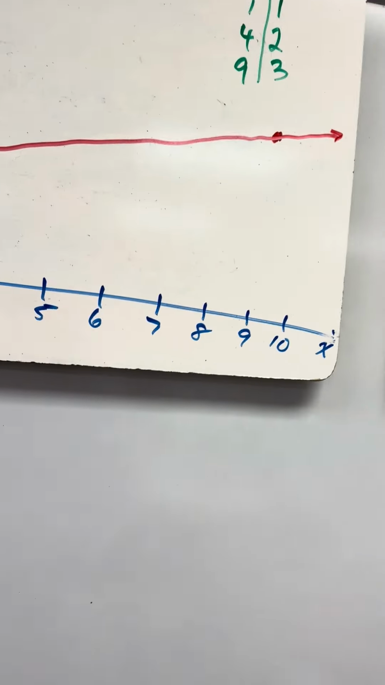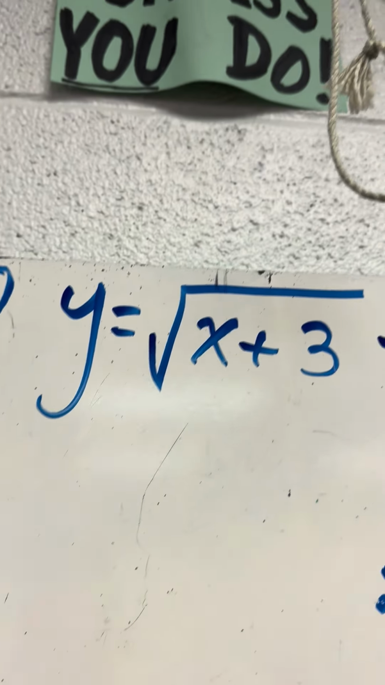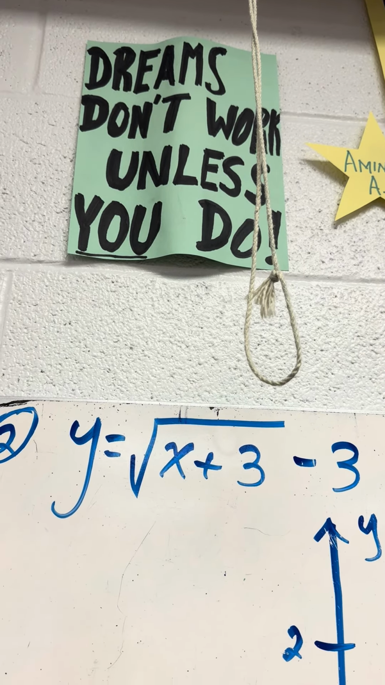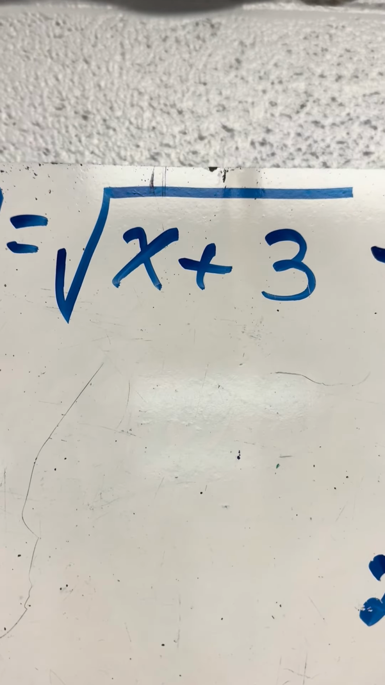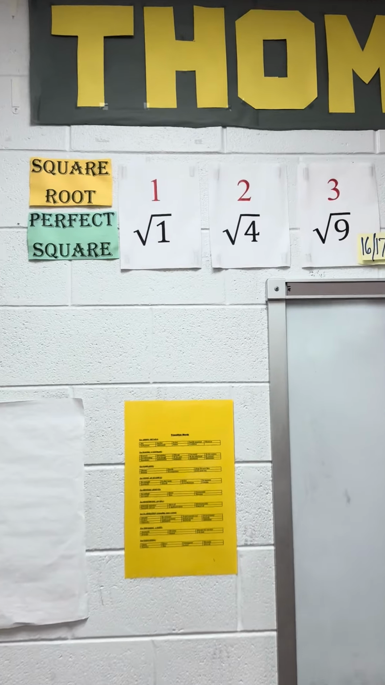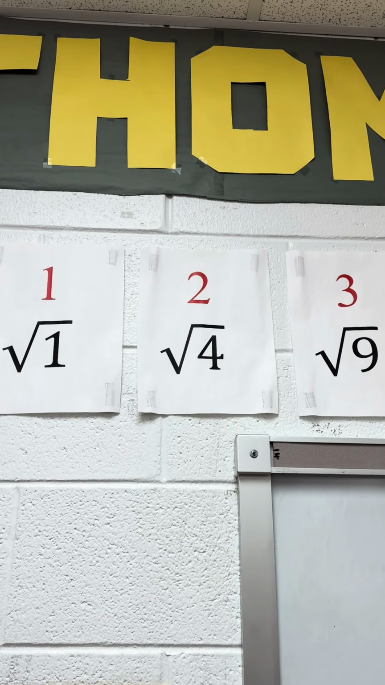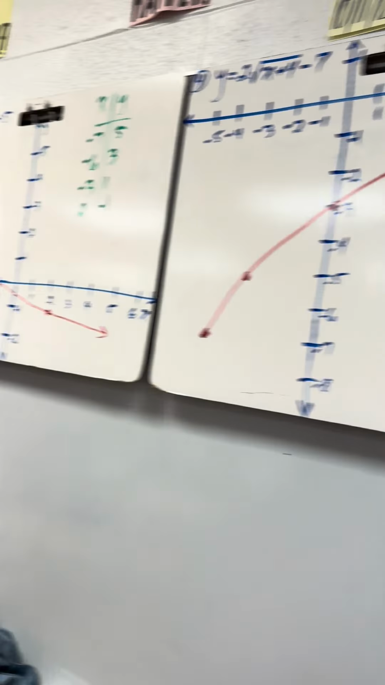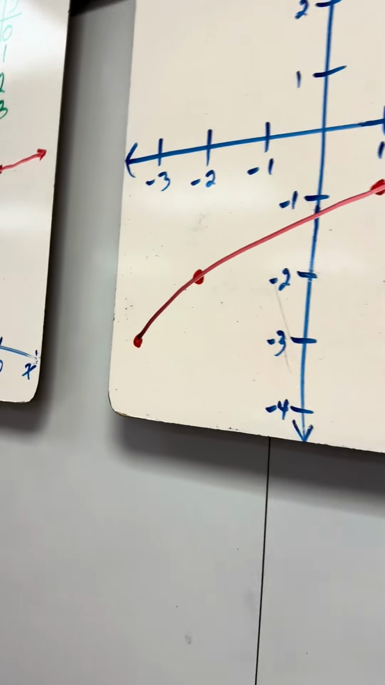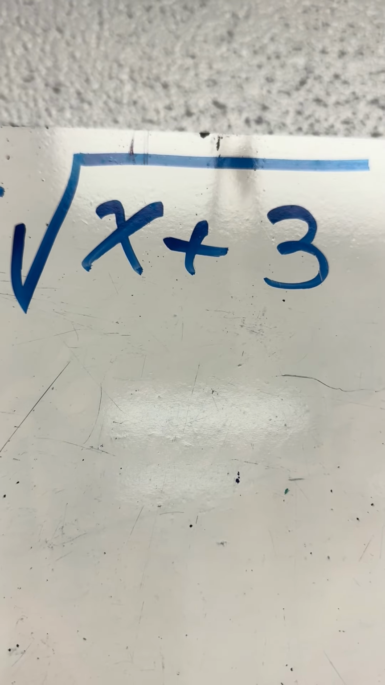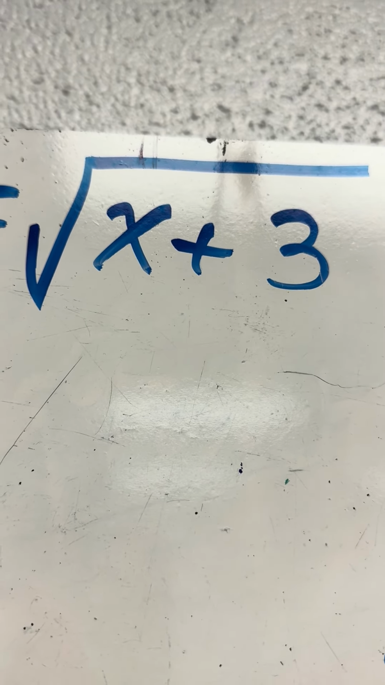Okay? So your problems in Delta Math will look like this: y equals the square root of x plus 3, minus 3. So first, you want to make the square root 0. We're going to use 0, and we're going to use 1, 4, and 9. Because it makes no sense to try to graph the square root of 2, because the square root of 2 is 1.414, and that's no good for graphing. So we want to make the square root 0, 1, 4, and 9.